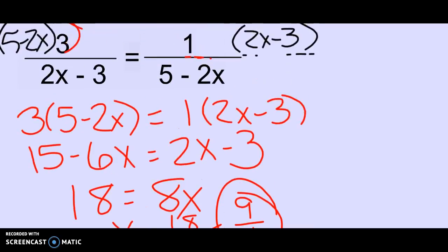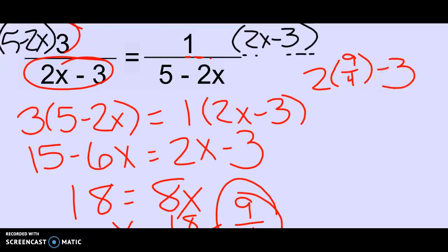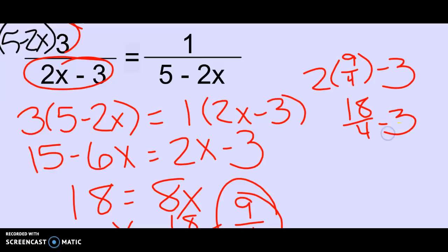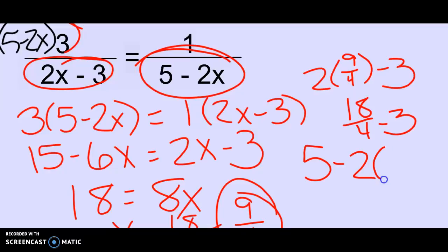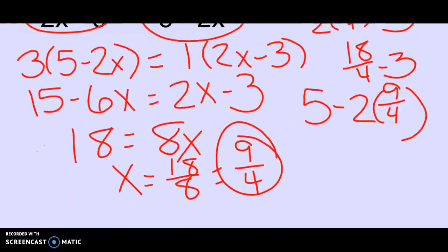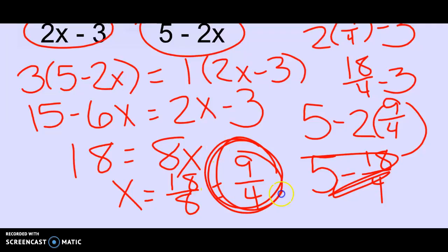So if you go back in here and you plug in 9 over 4 for either of these two denominators, you get 2 times 9 over 4 minus 3. That's going to be 18 over 4 minus 3. It does not come out to be 0, so that one's good. And then you do this one, 5 minus 2 times 9 over 4. We just want to make sure that our answer is not going to be extraneous. So 5 minus 18 over 4, definitely not going to be 0, so it's okay. So our solution is 9 over 4.